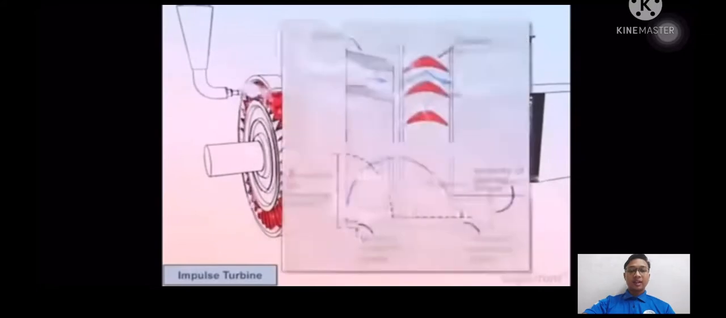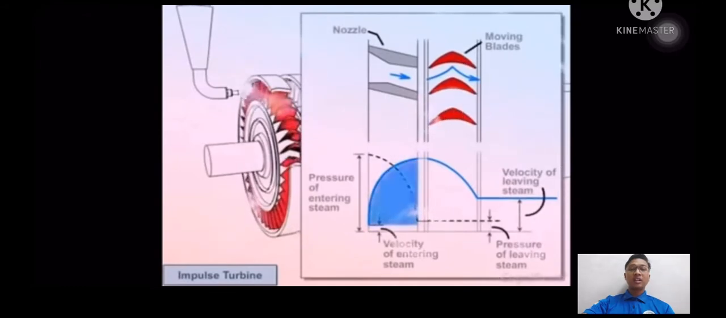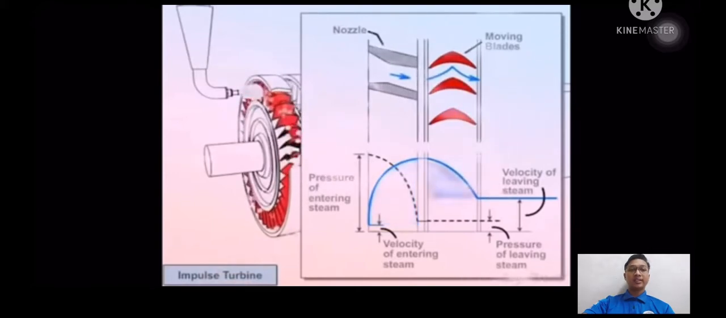Okay, next, you can see the details of the turbine. The diagram shows the principle behind the working of the impulse turbine. In this turbine, the steam pressure remains constant while flowing through the moving blades. The velocity of the steam is very high while flowing through the nozzle, and it decreases while flowing through the moving blades. That's for the impulse turbine.